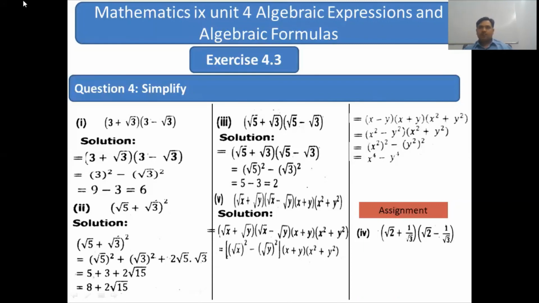So again here we can write x minus y, x plus y as x square minus y square, and x square plus y square here as it is. So again we can use the same formula here. This time a is x square and b is y square. So a minus b and a plus b, we can write a square minus b square. So here is x square whole square minus y square whole square. So 2 multiplied by 2 is 4, and 2 multiplied by 2 is 4. So x to the 4 minus y to the 4. So part 4 is an assignment for you.